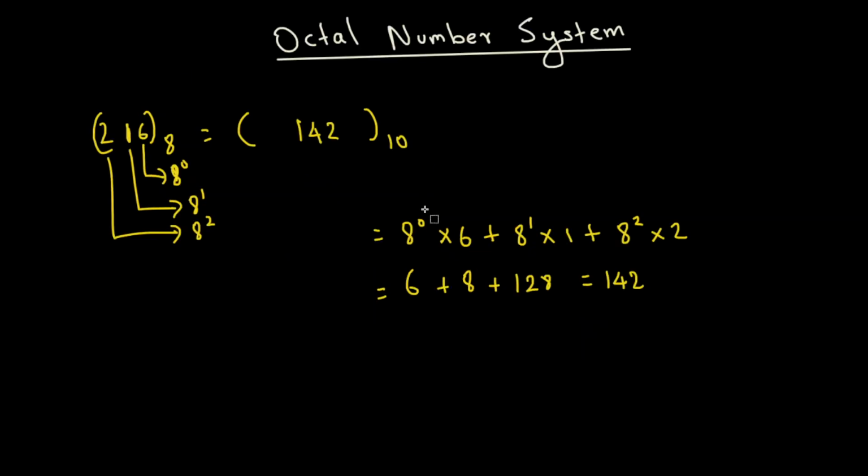So let's look at this example right here. We have seen how to convert this one from octal to decimal. Now we are going to convert this decimal to binary. In order to convert a decimal to binary, we keep on dividing the number by 2 until we get 0. So let's go ahead and do that.